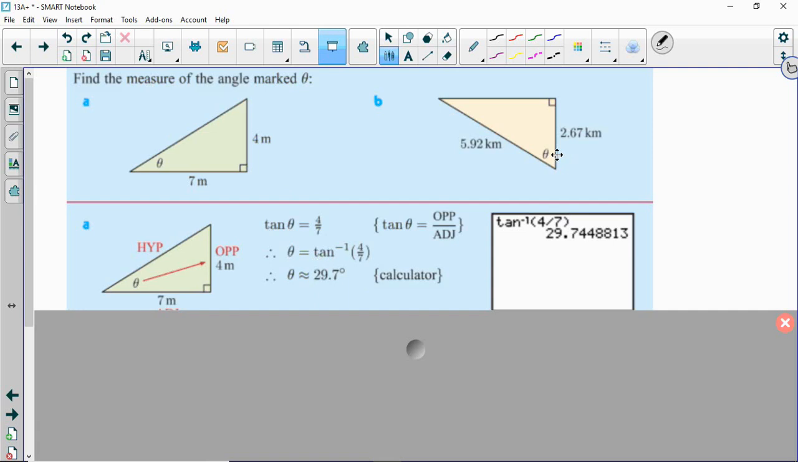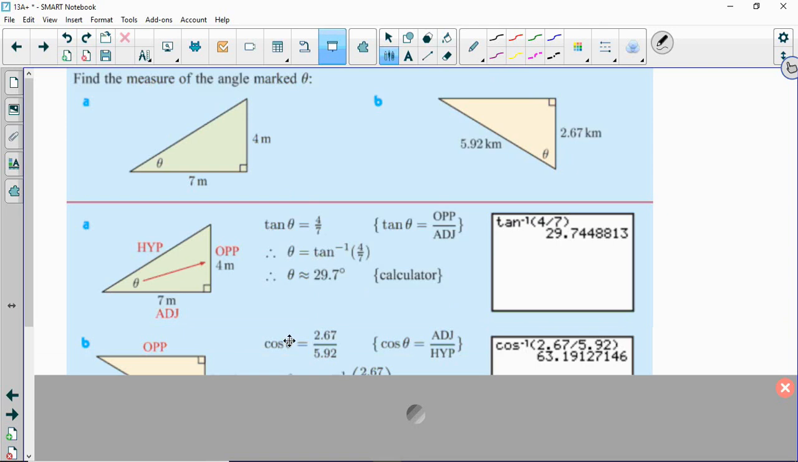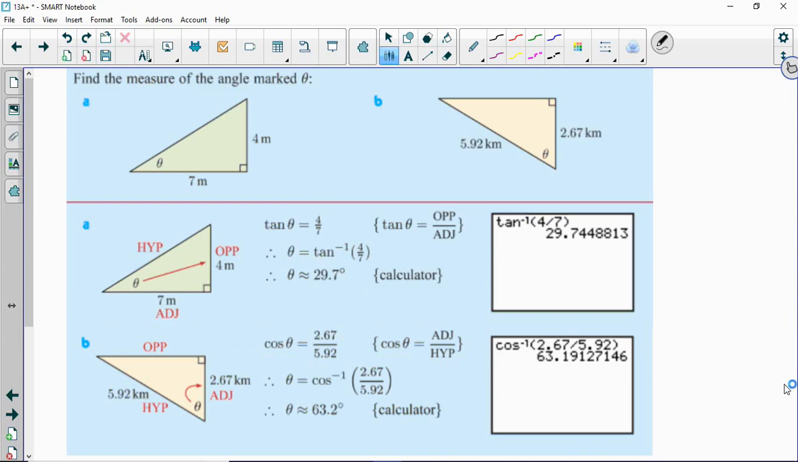This one over here, my angle is down here in the bottom right. This empty side would be opposite, which means that I have adjacent and hypotenuse, so that means it's going to be cosine. Cosine of theta is 2.67/5.92. Great. Use your calculator, inverse cosine, get an answer.